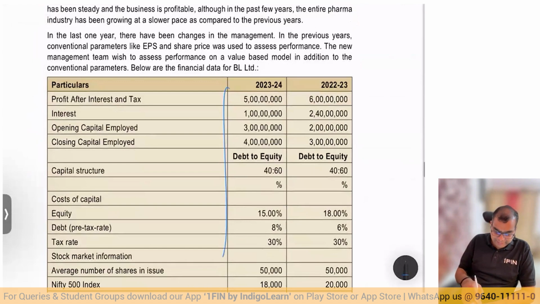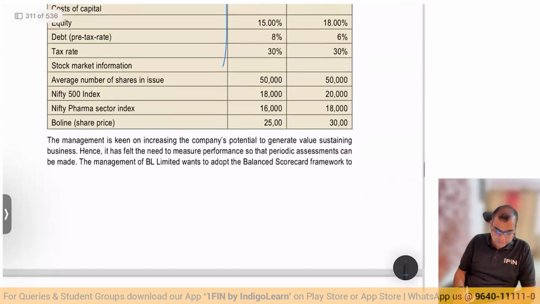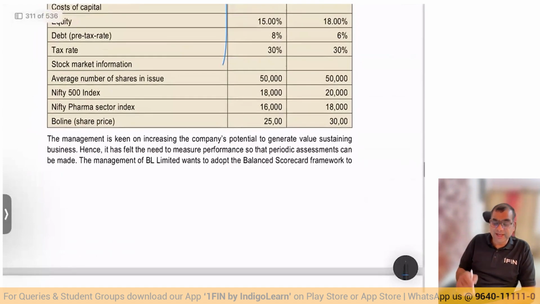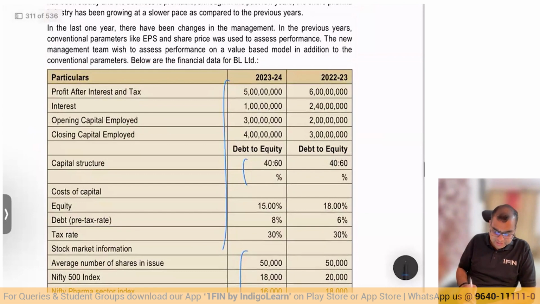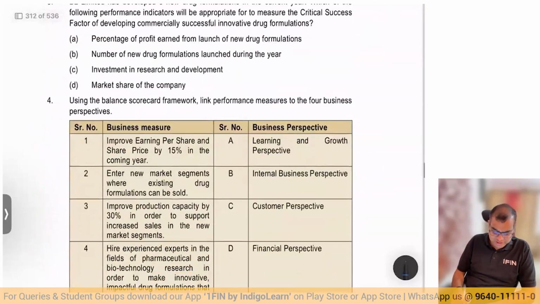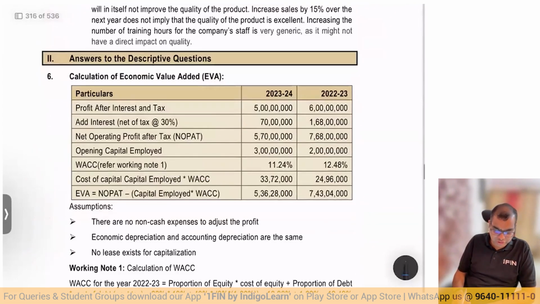PAT, capital structure, then share price. They're asking you to evaluate the performance of this company based on EVA, on EPS, and share market price. So now let us see what is the EVA here. In fact, we can look at the solution. This is a very easy working. That's why I'm going to the solution.